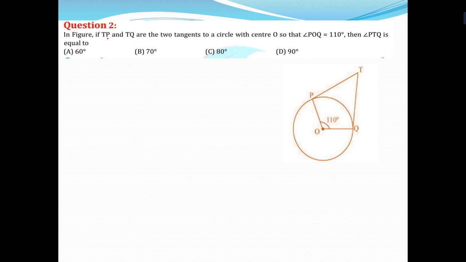in the figure, TP and TQ are the two tangents to a circle with center O. So you will see the figure. Outside the circle there is a point T. Two tangents, that is TP and TQ. We know that the tangents are equal. So TP and TQ are the two tangents to a circle with center O. Angle POQ is given as 110. Then we have to find out PTQ.